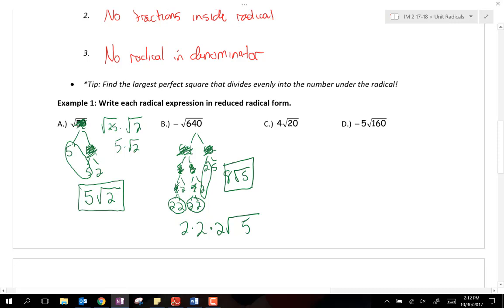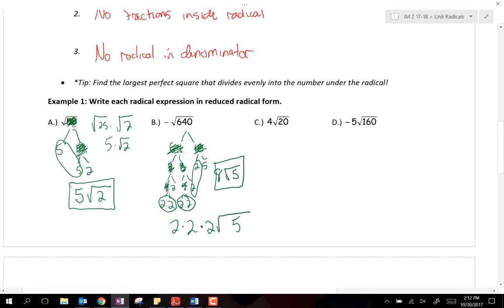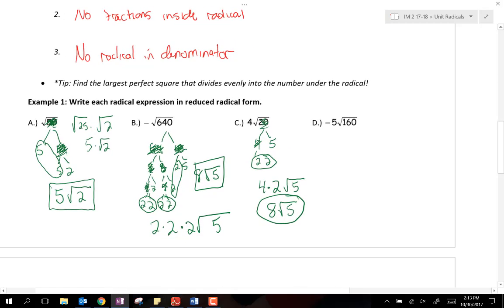4 root 20, so we have a number out front. We just keep that for now. And it's 20 we need to break down. So 4 and 5, 2 and 2. So we have a pair of 2s. I bring out a 2. I don't have a pair for 5, so 5 stays in there. And then I multiply everything out. The 4 that was originally there and our 2 that we took out because of the pair give us 8. And square root of 5 just follows. It's weird we have the same answer for B and C, but it happens.